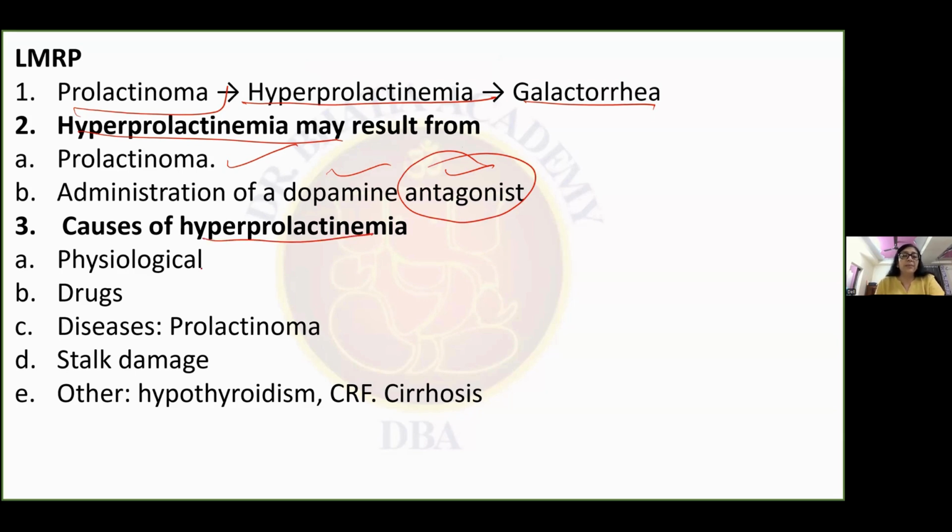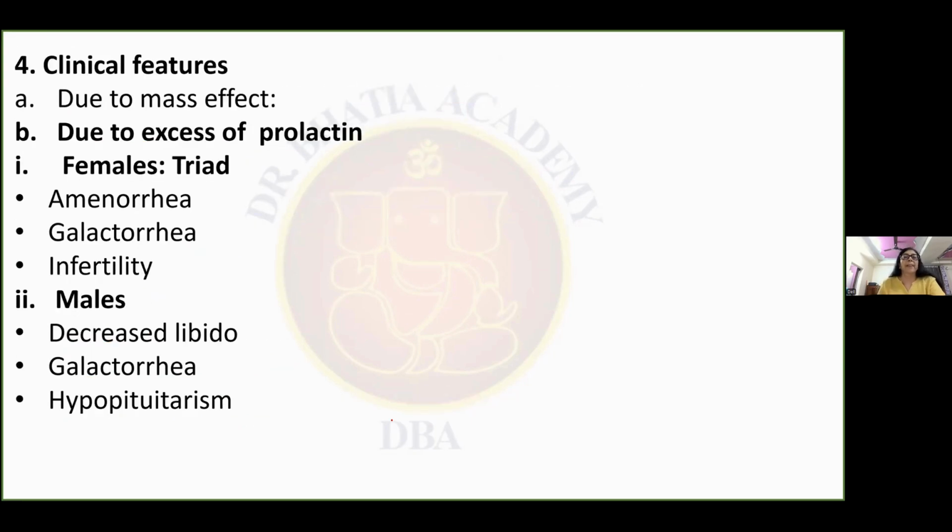Causes of hyperprolactinemia can be physiological, that is pregnancy and lactation. It can be drugs, that is dopamine antagonists. It can be mass effect. It can be a pituitary adenoma, that is prolactinoma. It can be stalk damage, that is stalk section effect, causing release of prolactin from the dopamine inhibition. And it can be hypothyroidism because of TRH, and CRF and cirrhosis because of the decreased peripheral clearance.